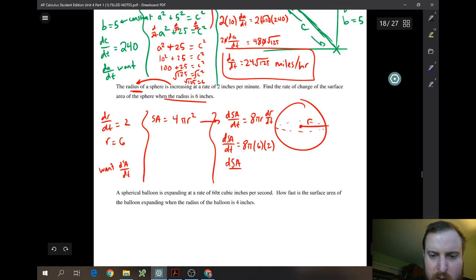dA/dt equals 48 times 2, which will be 96 pi. Now we need the units. We have inches, but we're in area, so it's going to be inches squared. And then it was per minute.